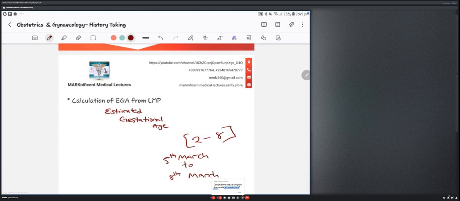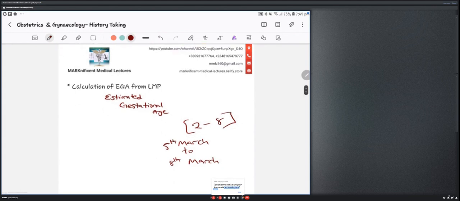So now that means from 5th to 8th, her period was for 3 days. So you use the first day the period started, the very first day she saw the menses, she saw the blood. That's the first day you consider as the LMP, not when it got finished. So that's how we calculate it. It has nothing to do with sex or intercourse or anything at all. It's just her menses, the last day she saw it.